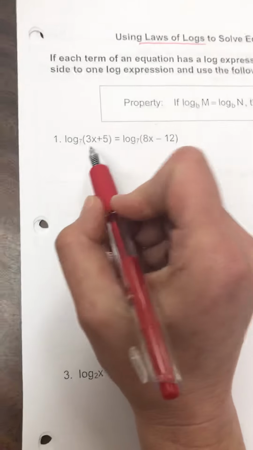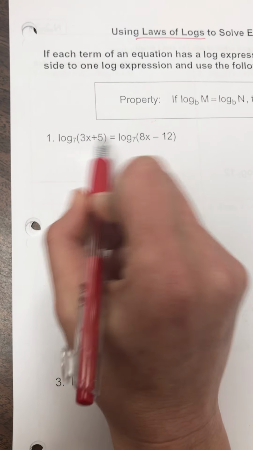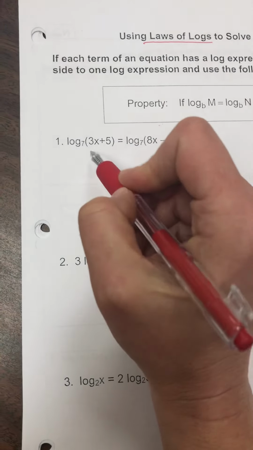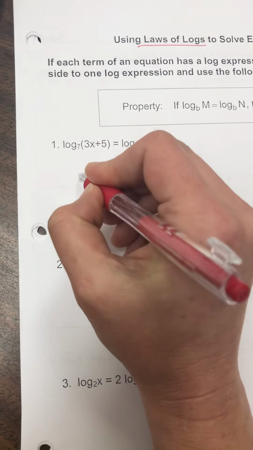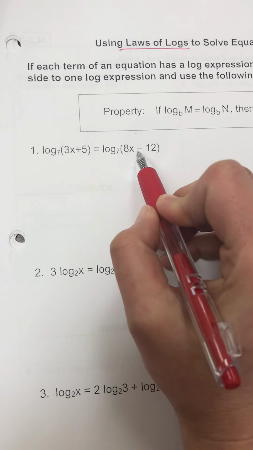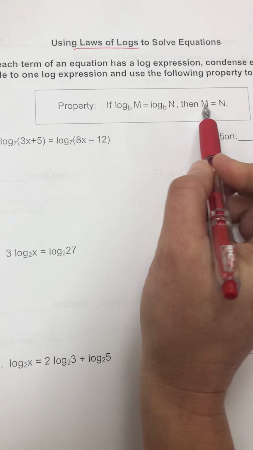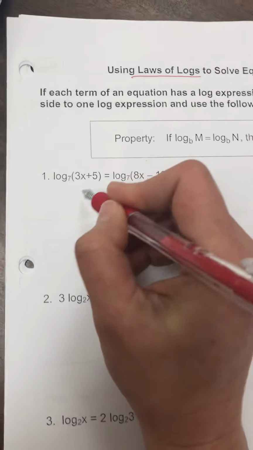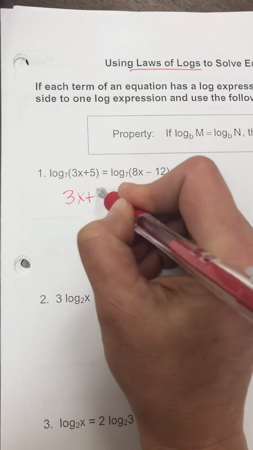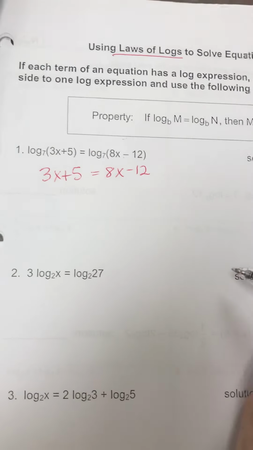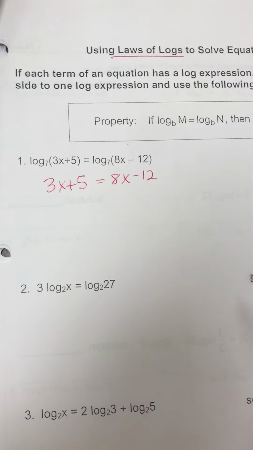On the first example, they're both log base 7, right? So your m is 3x plus 5, and your n is 8x minus 12. So what our property is telling us is to set these two equal to each other and solve. So that would be 3x plus 5 is equal to 8x minus 12. We just set those equal to each other and solve.